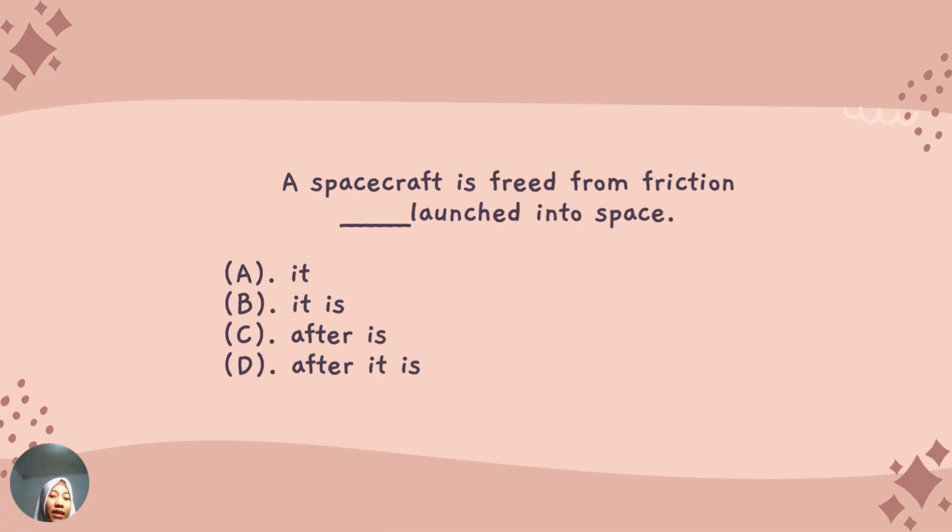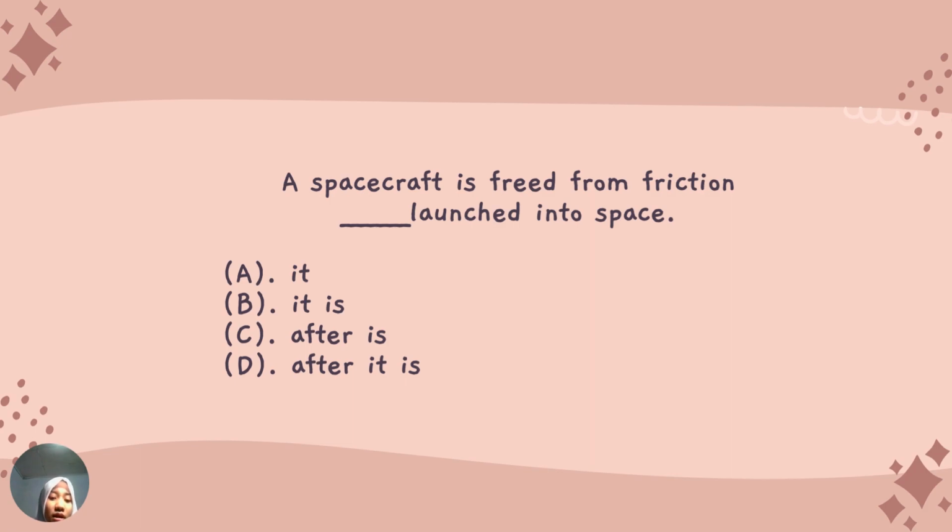Okay, next slide. This is the example in TOEFL structure. A spacecraft is freed from friction, blah blah blah, launched into space. Remember, analyze and then look at the options. There are two clauses with two verbs, is freed and launched. And the sentence must have a connector to join two clauses. And then we can look at the options.